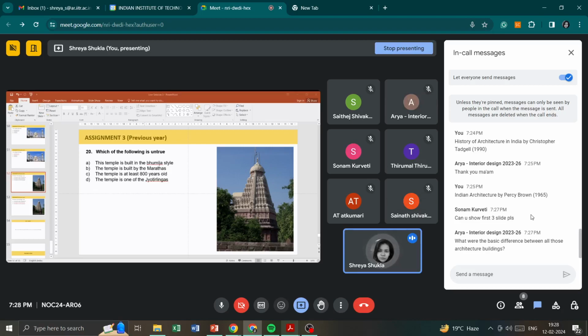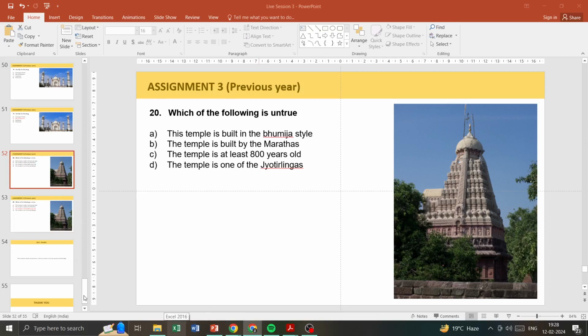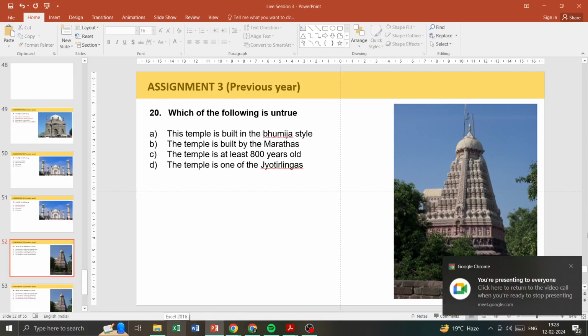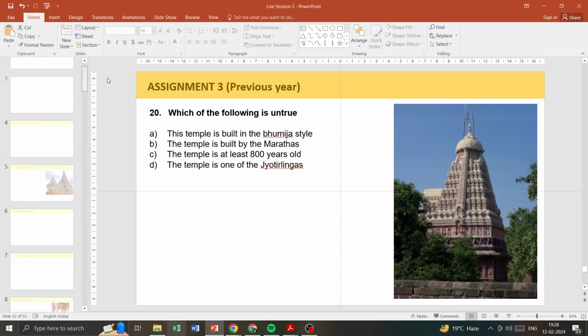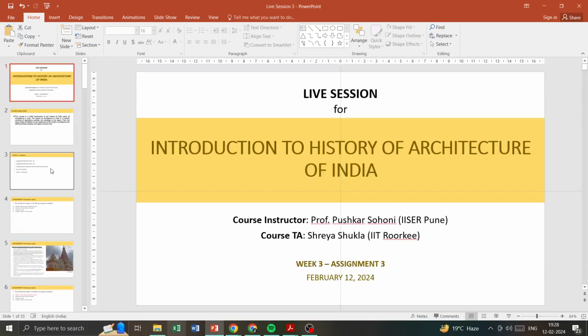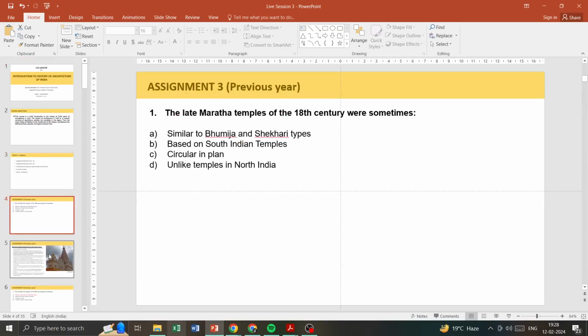I'll show the first three slides, Ms. Sonam. And Arya, you're asking what were the basic differences between all those architecture buildings? Which buildings are you talking about exactly? There is, of course, a lot of difference between all the buildings that occurred during the reigns of different empires. So you're asking me to repeat the first three questions.